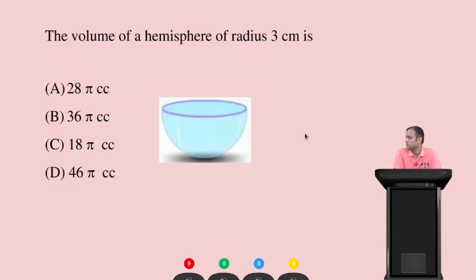Okay, now it's question time. The volume of the hemisphere of radius 3. Here the radius is given to you and you have to find the volume. Your time starts now. Solve this question.